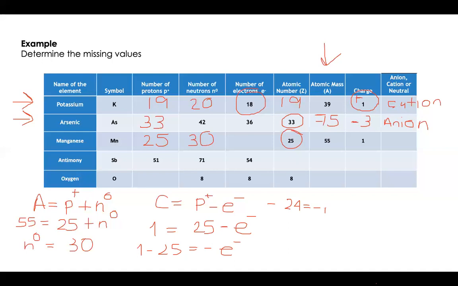Just let me move it a little bit so we can have it. Minus electrons. If we multiply both sides times minus 1, we will have that electrons is 24. So I will have here a 24. And the final thing that we have to complete is if it is a neutral atom, if it is an anion or a cation. So in this case, since we have a positive charge, this is going to be a cation. Okay, let's make the next one.